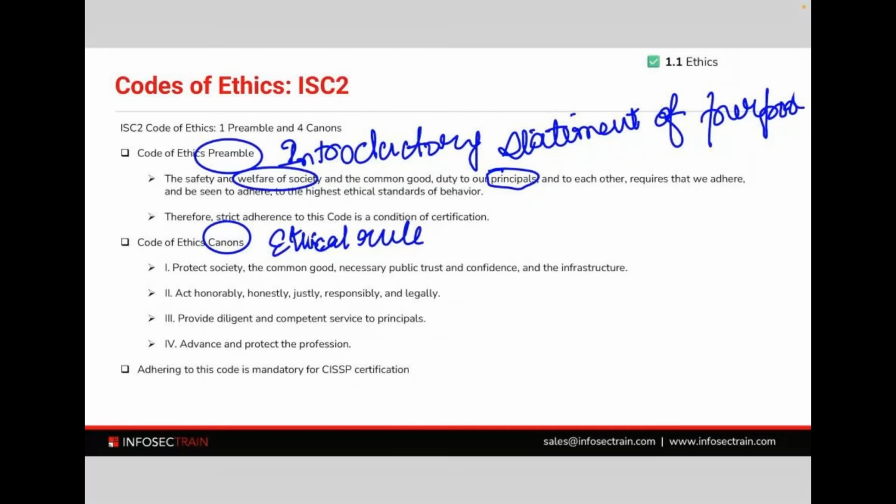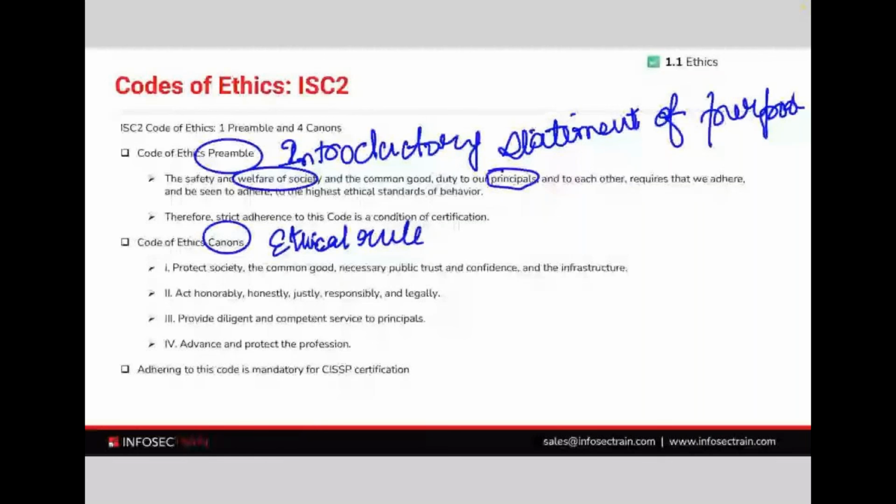Now, these canons basically explain what the main purpose of the preamble is, right? So we'll go one after the other. The first one is protect society, the common good, necessary public trust and confidence, and the infrastructure, right? So it basically means that we'll have to be very sincere and highly responsible towards the society and the common good, right? Society as a whole.